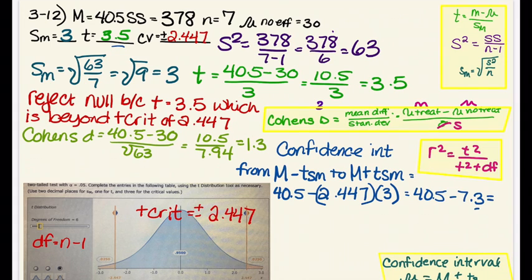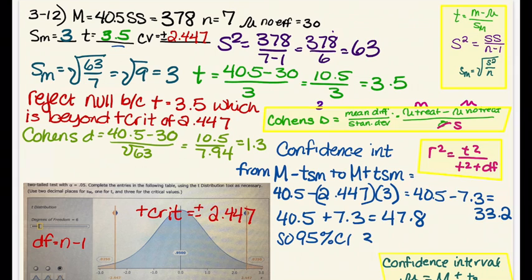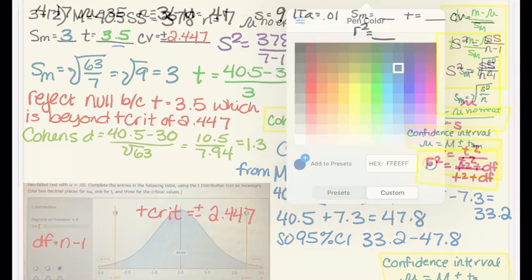We'll first subtract them from the mean to determine the lower bound of our confidence interval. Then we'll add them to the mean to determine the upper bound of our confidence interval. So we can be 95% certain that our unknown population mean is going to be between these values.